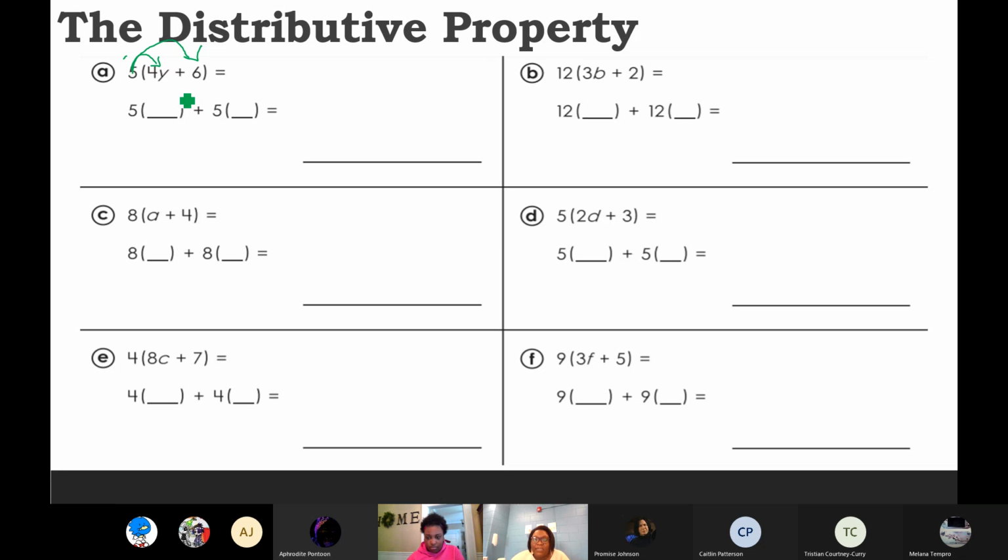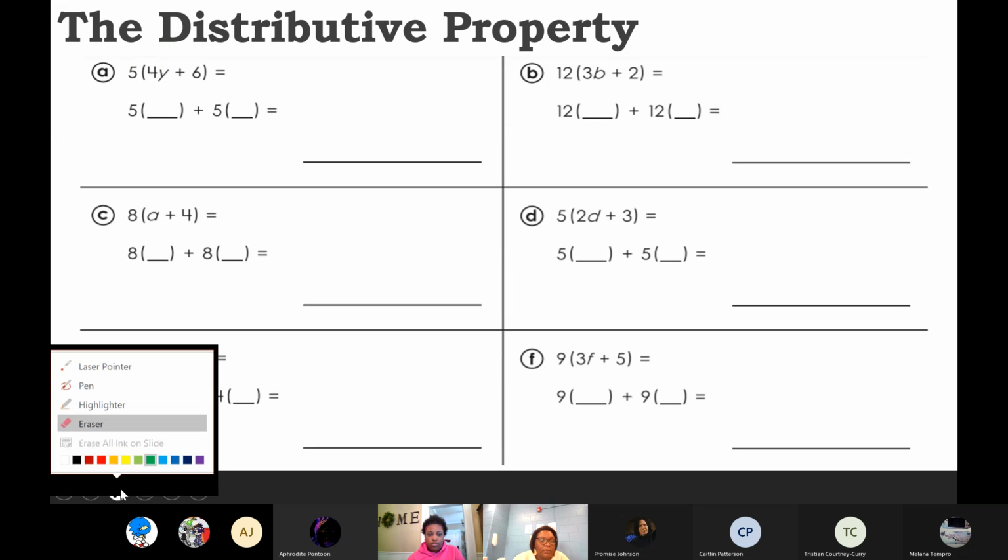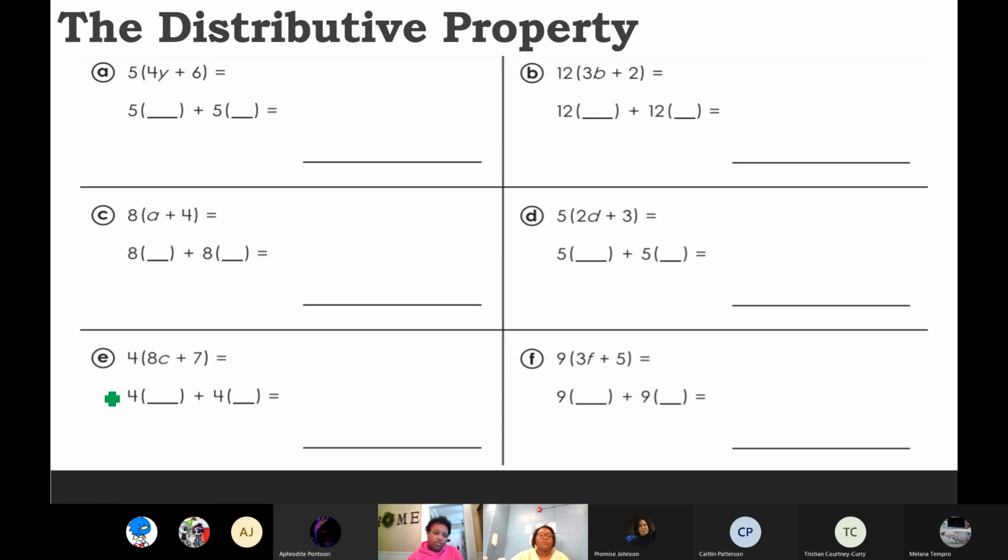So let's look at A. I want you to stop writing and copying right now, and let's look at A, because I'd like to do that one with you, okay? Erase that green there. Try to make it a little neater this time. So 5 times 4y. What do you think would go here? What would be 5 times 4y? Will it be just 5 times 4? It would actually be 20y.